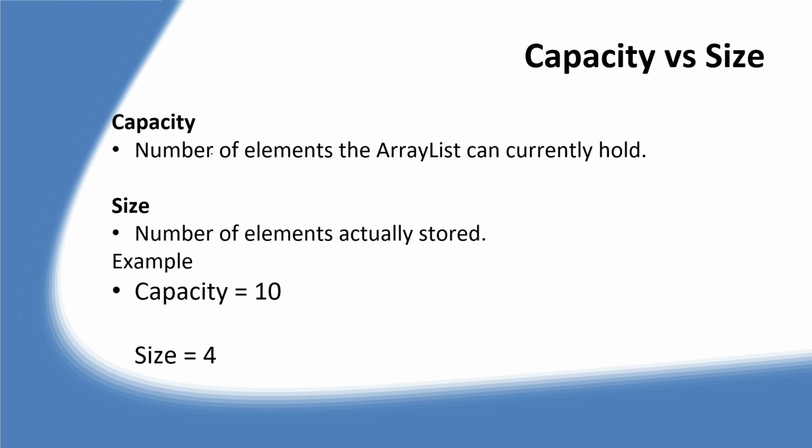That means the number of elements the ArrayList can currently hold, that is capacity. But what it is actually holding, how many elements are actually stored, that is size. So let's say it has capacity 10, but currently the number of elements present in the ArrayList is 4, so size will be 4. Size is the number of elements currently stored in the ArrayList. So in this example, if the capacity is 10 but only 4 elements are stored, the size will be 4.